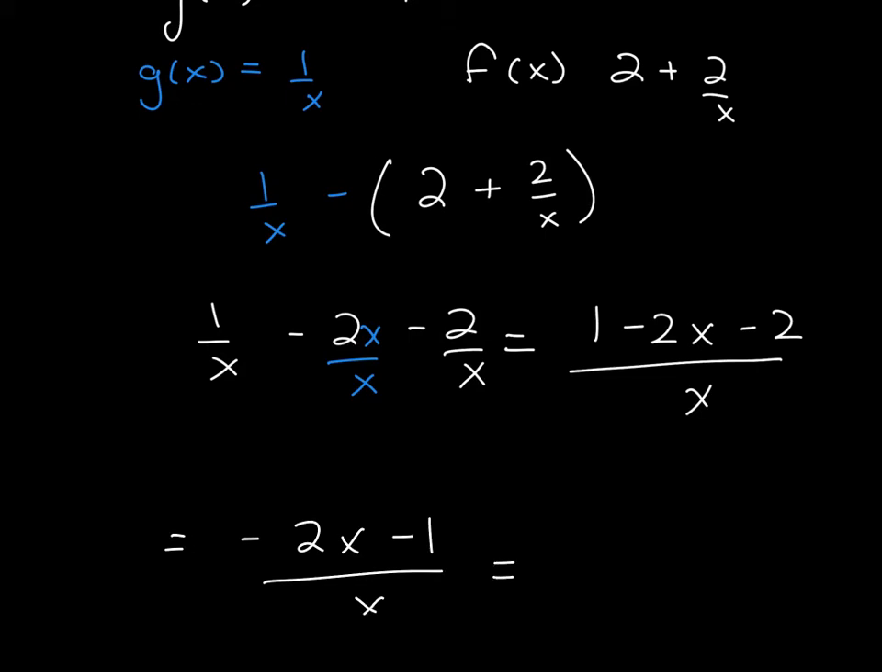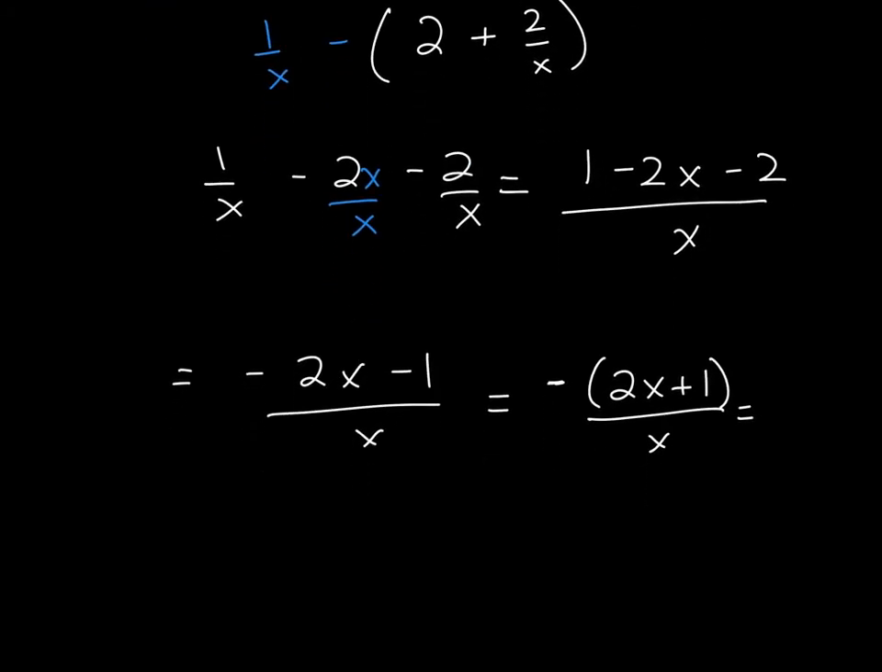I don't like that negative in both of them in the numerator, so I'm just going to pull that negative out front and leave that as 2x plus 1 over x. And I could also write that as a negative out front of the entire fraction, 2x plus 1 all over x. Any of those last three answers would be acceptable.